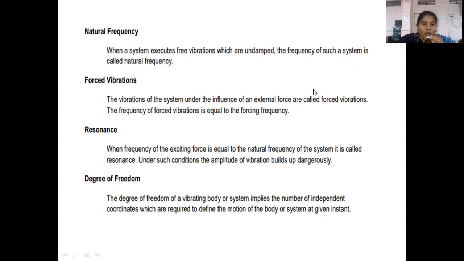Below this, write down forced vibrations. The vibrations of a system under the influence of an external force are called forced vibrations.